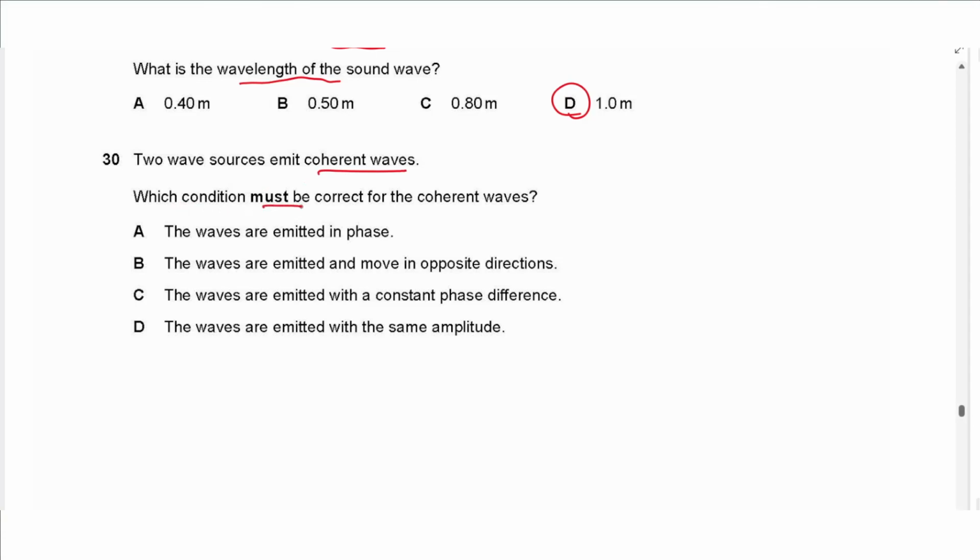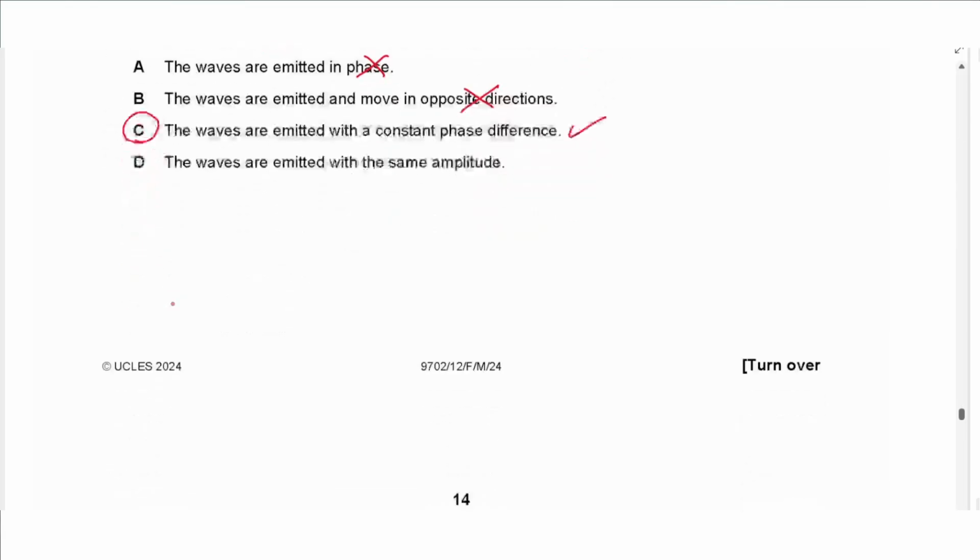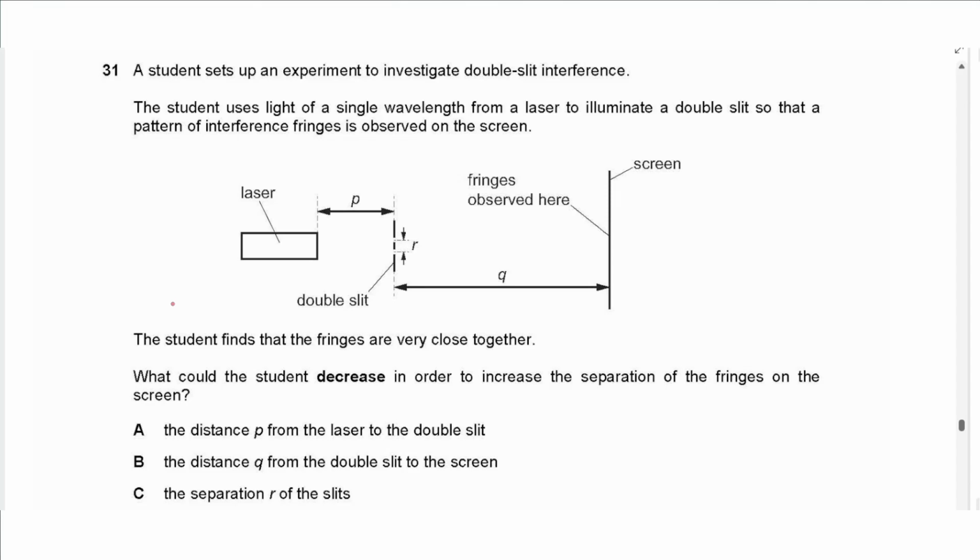Question 30 says two wave sources emit coherent waves. Which condition must be correct for the coherent waves? Waves are emitted in phase, not necessarily. The waves are emitted and move in opposite directions, not a must. The waves are emitted with constant phase difference. Yes, that is the definition for coherent waves, or constant frequency or same frequency. So we choose C.